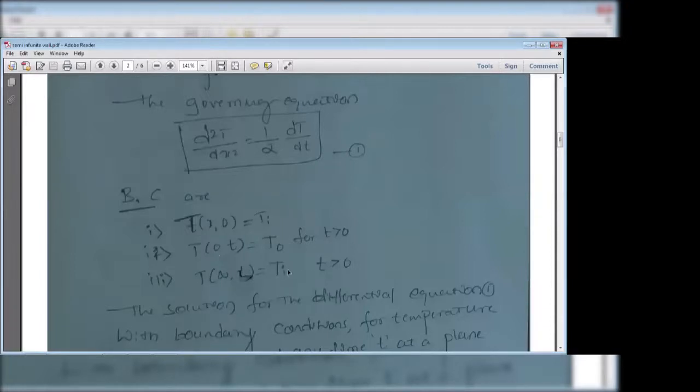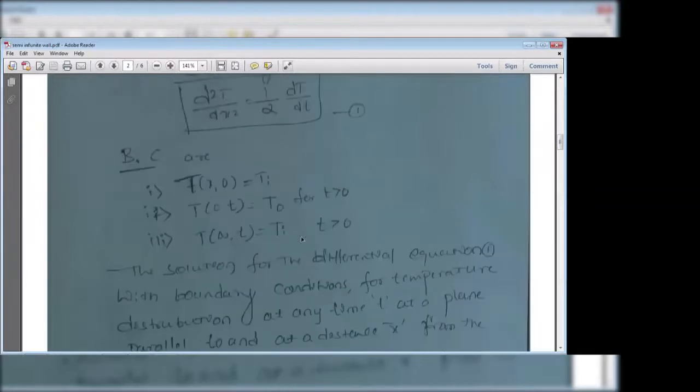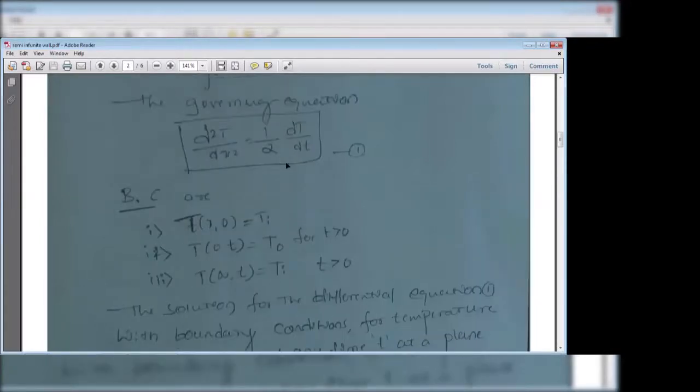So that is also T equal to Ti, the initial temperature, when t is greater than or equal to 0. Why are we taking T when x tends to infinity? Whether it is a cooling process or a heating process, the temperature at the boundary will not change or alter at any point, because of the infinite thickness. So that is the meaning of this. These are the boundary conditions, and this is the governing equation.